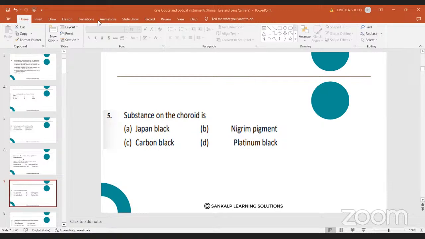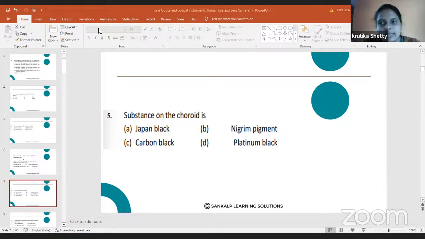So choroid is nothing but, what color is there on the eyeball, that is because of what they are asking here, that is green pigment. Option B is correct. No, it is option B. Option B is right. Okay, that is nigrine pigment. Then the next question.